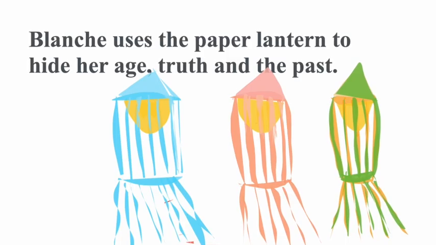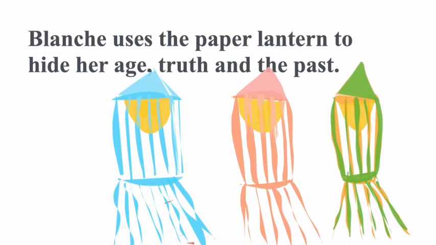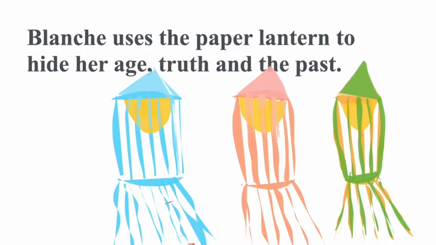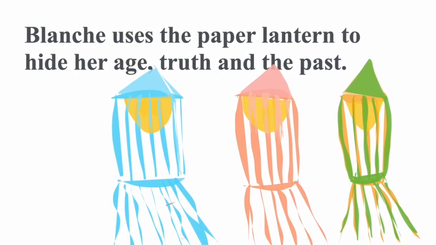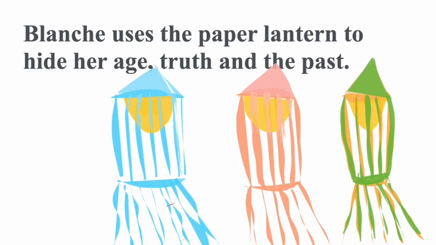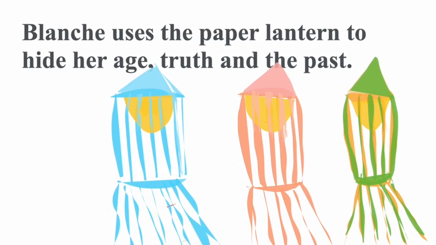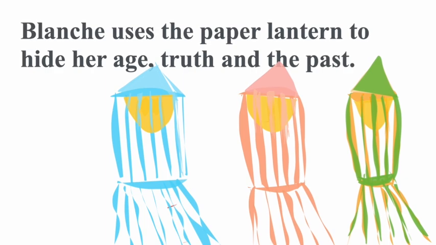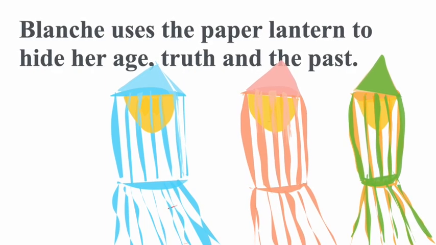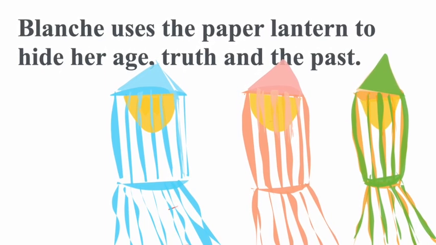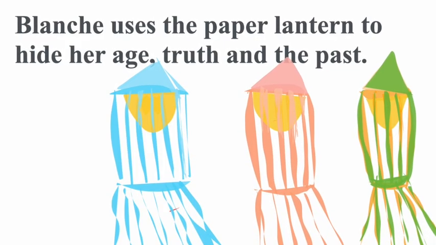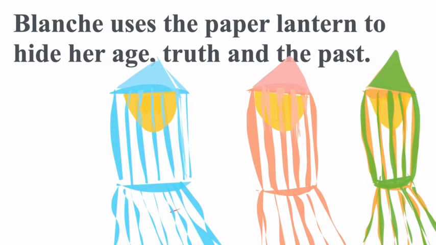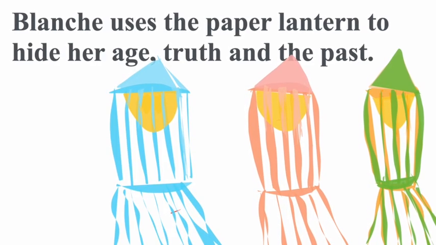While light represents truth, darkness represents illusion, her mental escape from reality. Blanche avoids bright lights and covers the bulbs with a paper lantern. She prefers dim, soft lighting to hide reality, like her age, the truth, and the past. The writer has also employed symbolic props to reveal her psychological instability and need for escape.